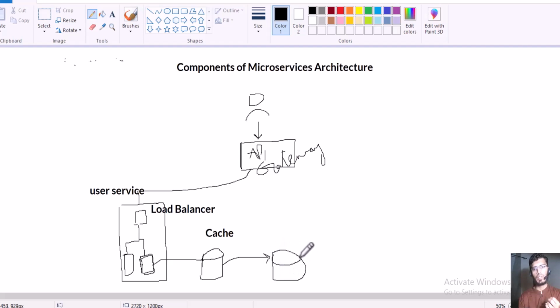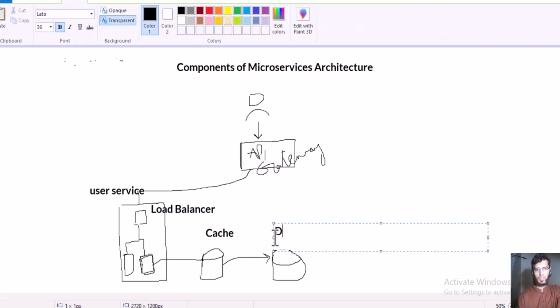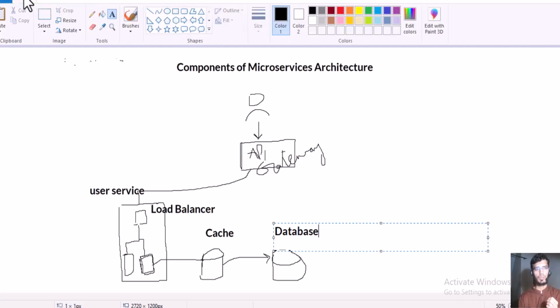So remember, as I said earlier, that there is one database for each service. So here comes our fifth component, that is the database.